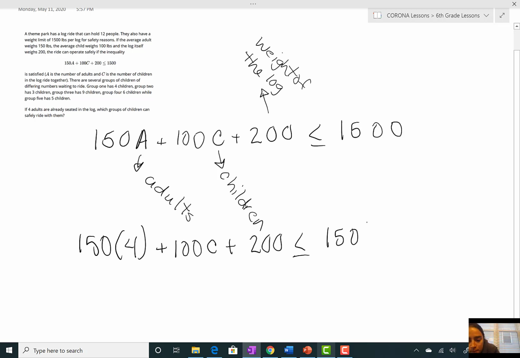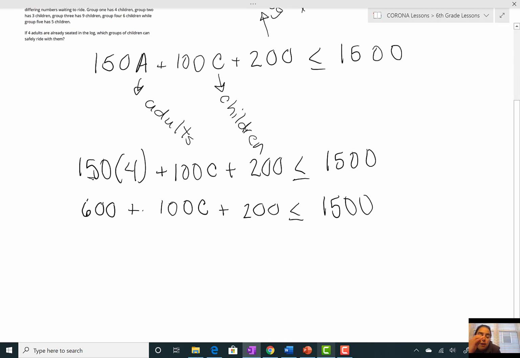Now, if you remember, a number next to a variable is called a coefficient. And when you substitute a number in for the variable, it tells you to multiply the coefficient by the number you substituted in for the variable. So this means 150 times 4, which is 600. So the adult weight is 600 plus 100 times C, the average weight for each child times the number of children, plus 200 has to be less than or equal to 1,500 pounds.